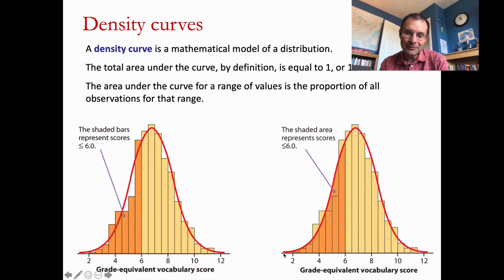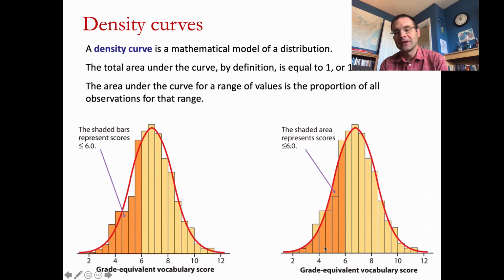And then compare that to this orange area under the curve here, which closely aligns with the bars, but not exactly aligns with the bars, right? So there's a few bars here which go above the red line. There's a few that go underneath it. So the shaded area here just represents the scores for this density curve, which should be under 6.